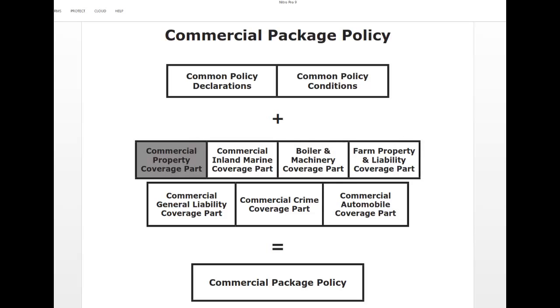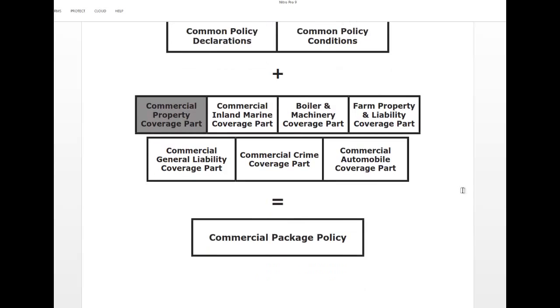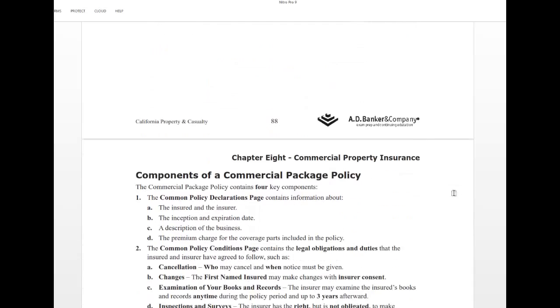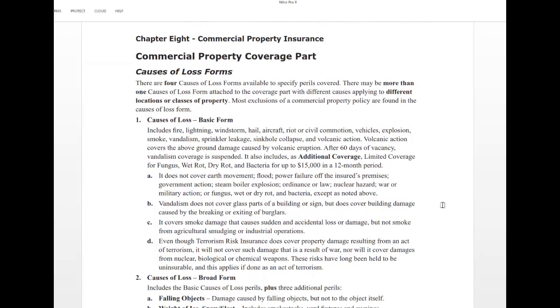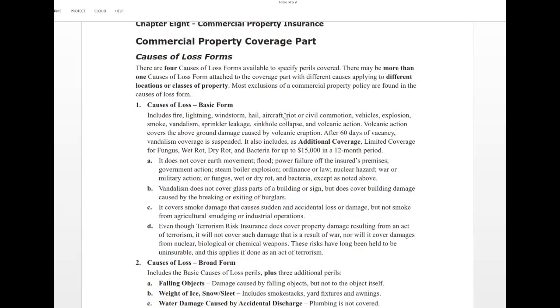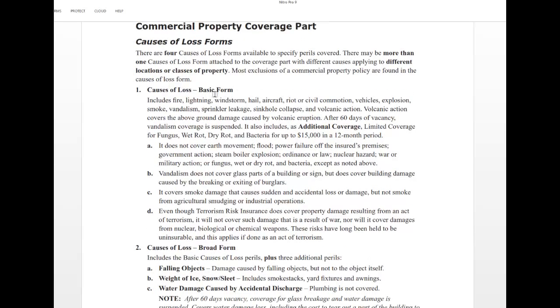Now, if we look at the loss forms, I'll scroll down over here, and I look at these loss forms. We'll see that it's the same as homeowners, but we have the 4 causes of loss forms, and they're available, and it'll specify the losses covered. Okay, so we have the basic form, and the basic form is always this.